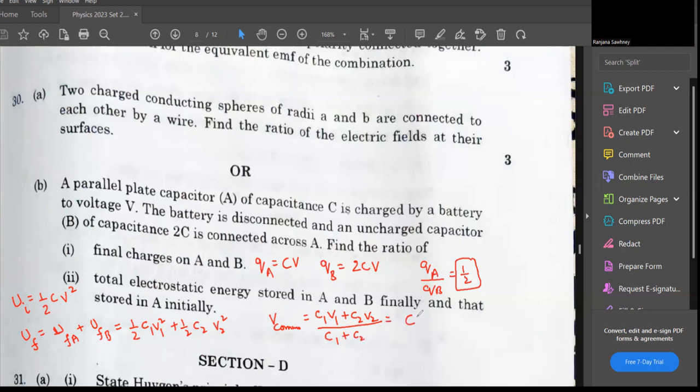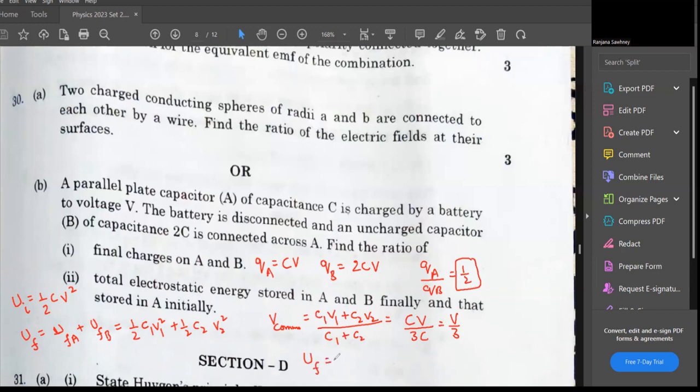Here C1 is C, V1 is V, V2 is 0 because it is uncharged. C plus 2C is equal to 3C. So the common potential is V by 3. Now here V1 and V2 both will be equal to V by 3 because they reach a common potential.